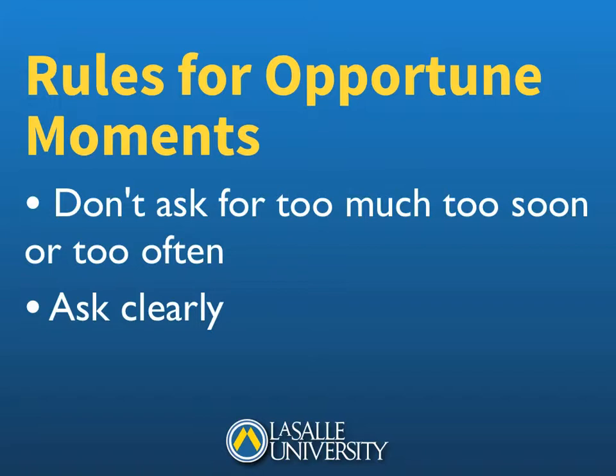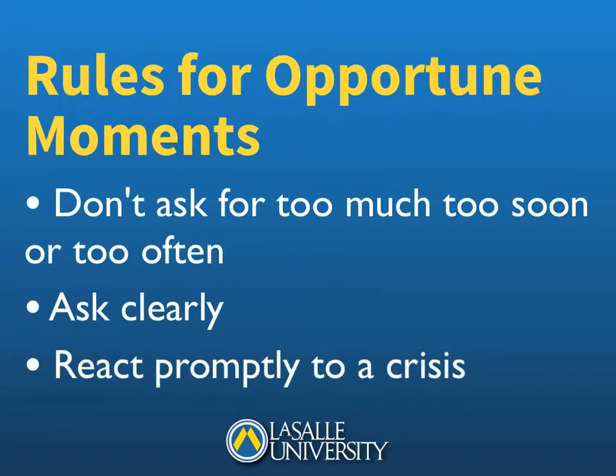The second one is to ask clearly, because people won't react properly at the opportune moment if you don't ask clearly. They'll misinterpret, or they won't follow through. It might be too complex for them to do. You also want to use opportune moments to react promptly to something like a crisis. If you don't, you'll lose trust. So just as much as there are rules for opportune moments, there are also rules for inopportune moments.